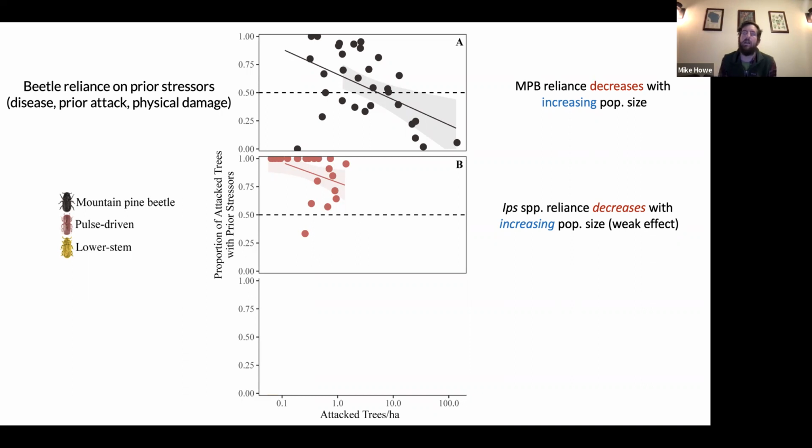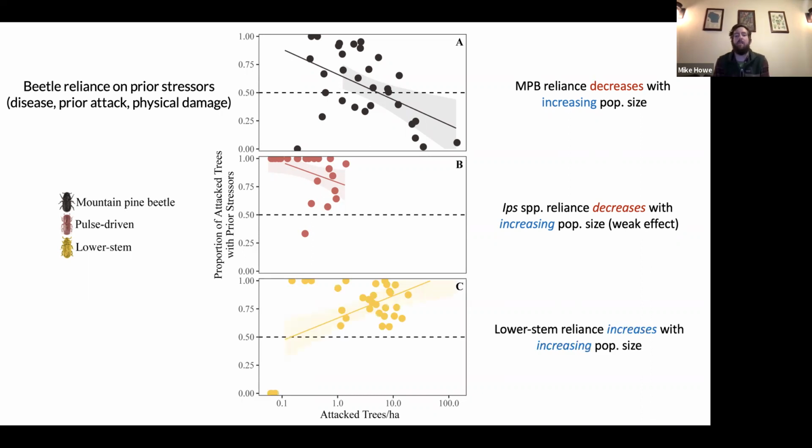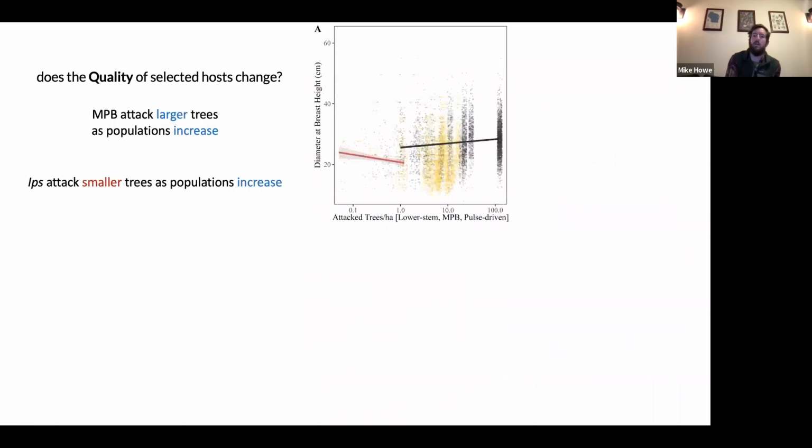And so this effect is pretty weak, ultimately, we think. And then we see the opposite pattern for lower stem insects, where reliance increases with increasing population size, although this slope is, again, pretty weak.